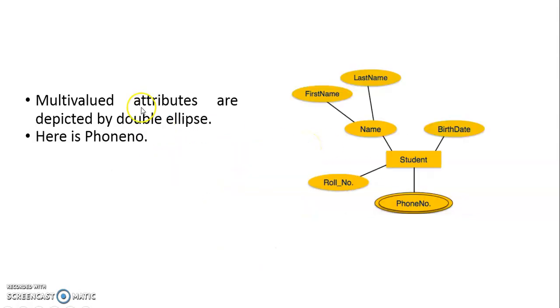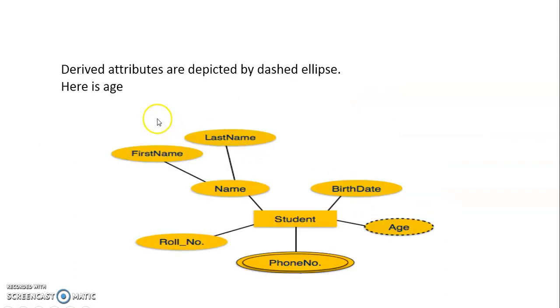So next comes your multi-value attributes. An attribute having more than one value is represented as a double ellipse. So phone number is a multi-value attribute. Next is derived attribute, an attribute which is derived from another attribute. Okay, so here birth date is an attribute from which we are deriving the attribute age. So age is not physically present. Okay, it is a derived one, so it is represented by a dotted ellipse.